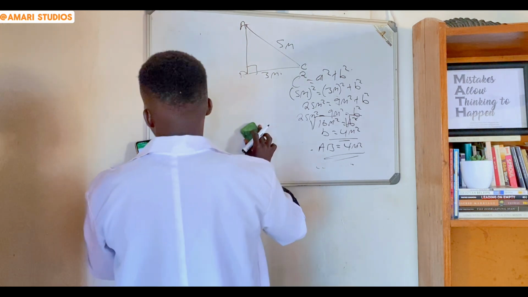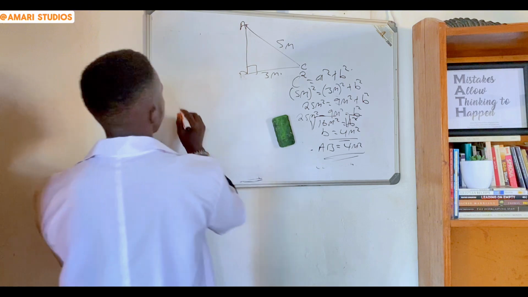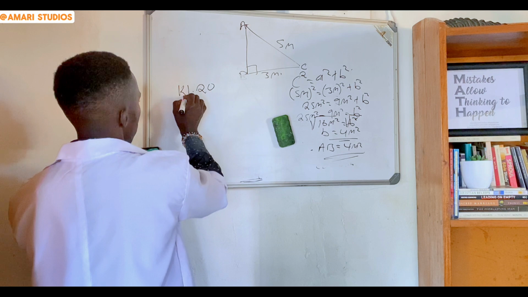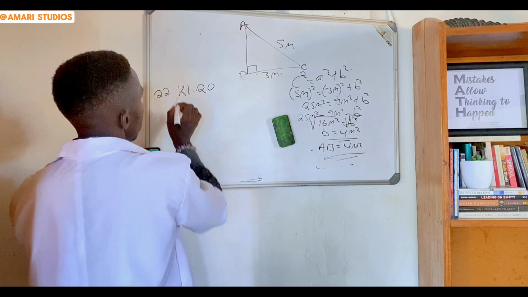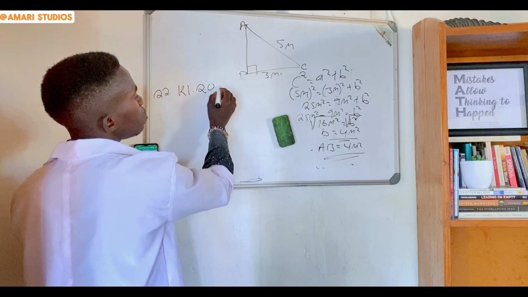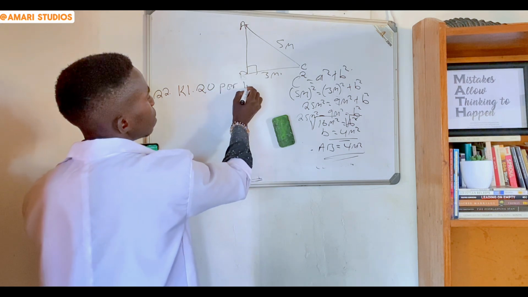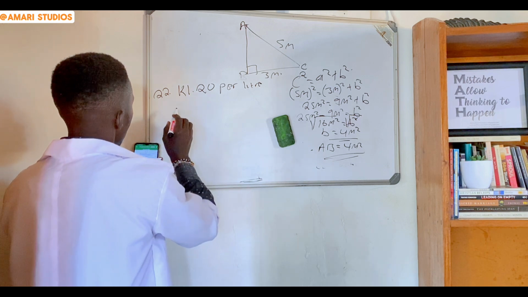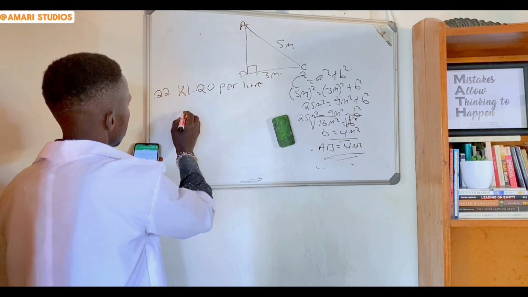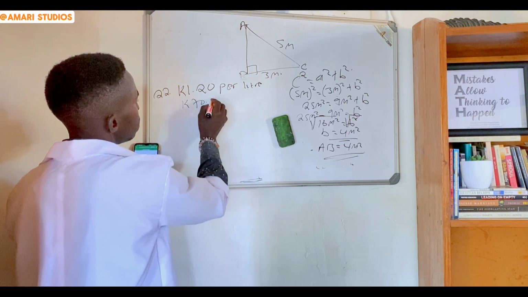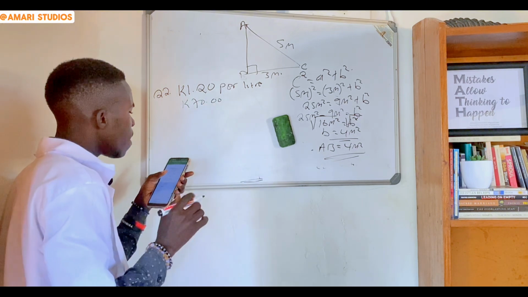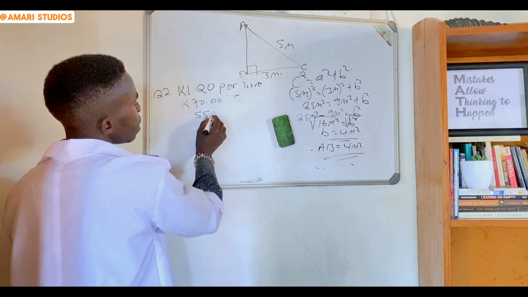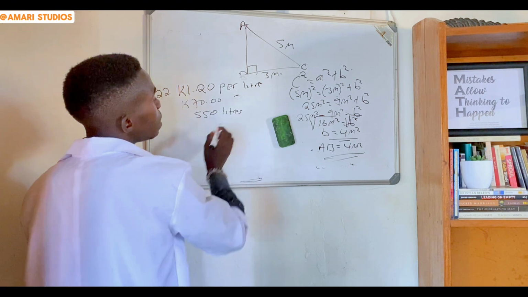A water company charges 1.20 kwacha. This is question 22. A water company charges 1.20 kwacha per liter. Then it continues to say the fixed charge of the water company there is actually 70 kwacha. Then now a family used 550 liters in a particular month.